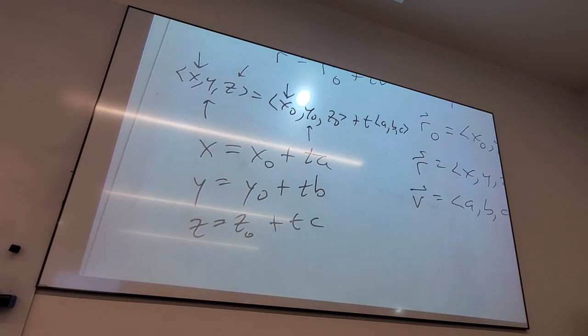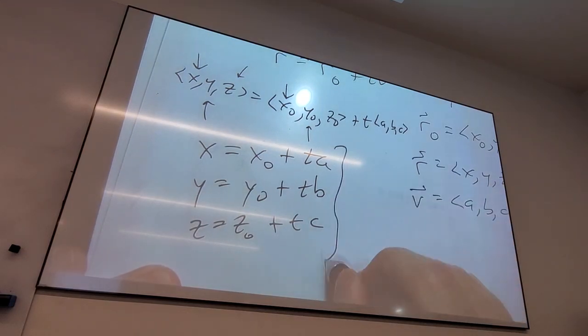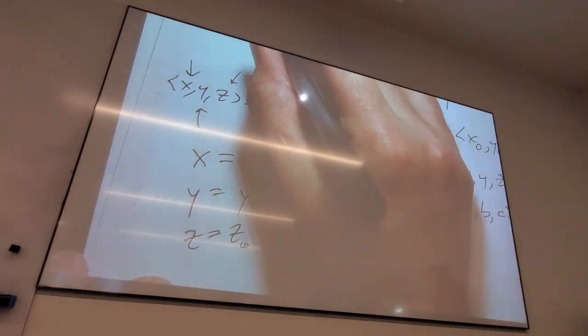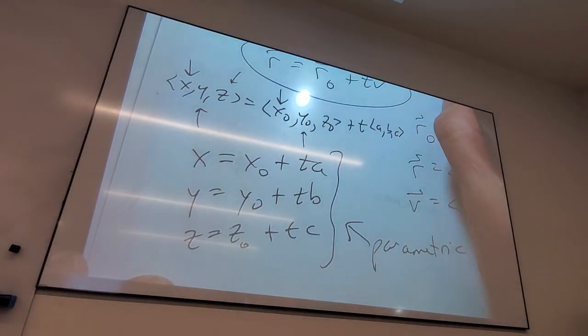That's crazy. Not surprisingly, does anyone know what we call those? What does T remind you of? What kind of equations have you done before? Starts with a P? Parametric. So these are the parametric equations. This is the parametric equation form of a line. And this here, remarkably enough, is the vector form. That's insane.